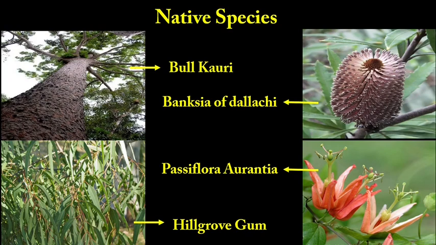We have the bullcutty, a coniferous plant, Banksia of Dalachi, a bush only found in the country, Passiflora aurantium, a passion flower, and Hillgrove gun, a rare tree species.